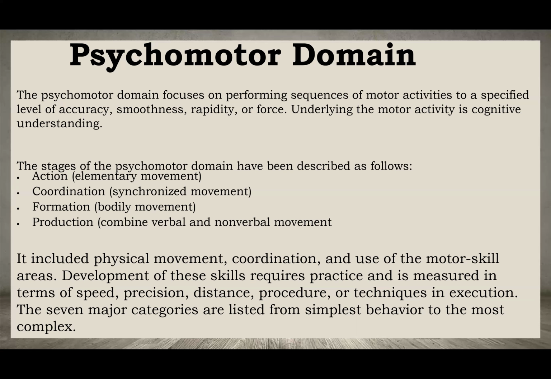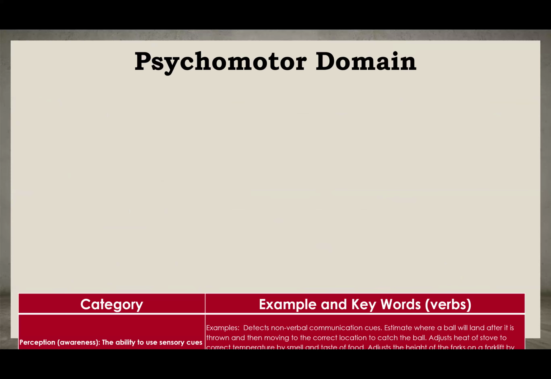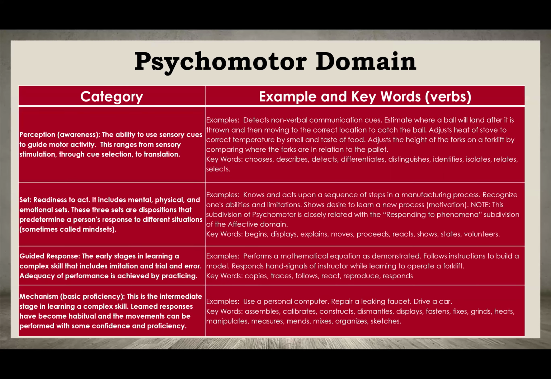The stages of the psychomotor domain have been described as follows: action, elementary movement, coordination, synchronized movement, formation, bodily movement, production, combining verbal and nonverbal movement. Let's now have a look at each one of those categories. Number one, perception. It is the ability to use sensory cues to guide motor activity. This ranges from sensory stimulation through cue selection to translation.